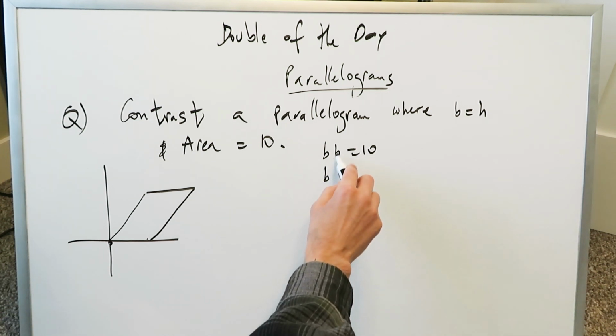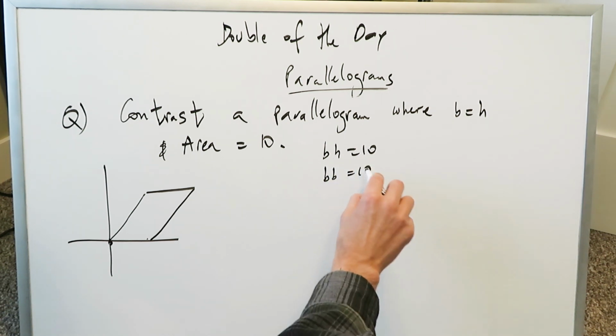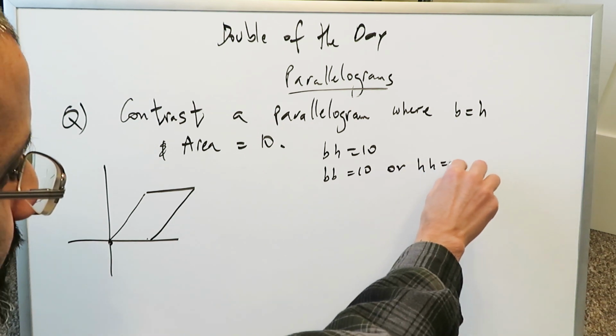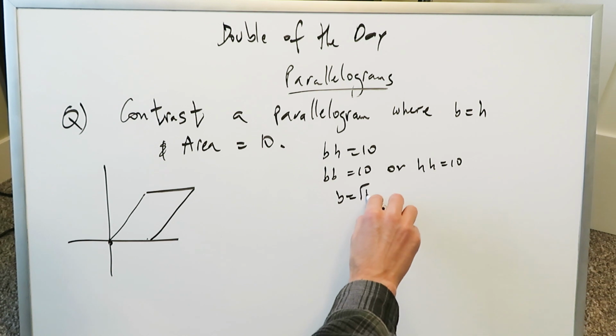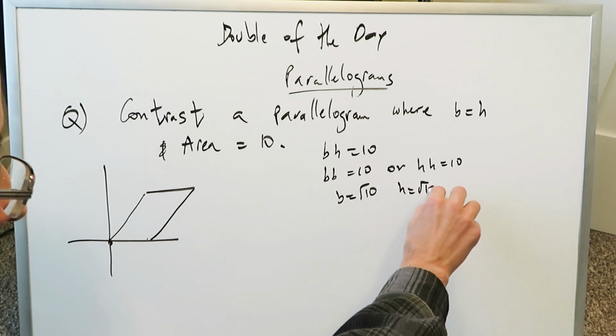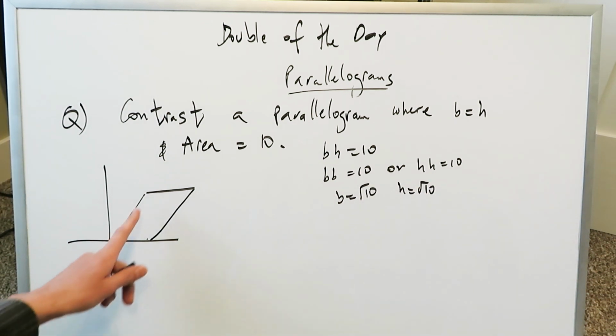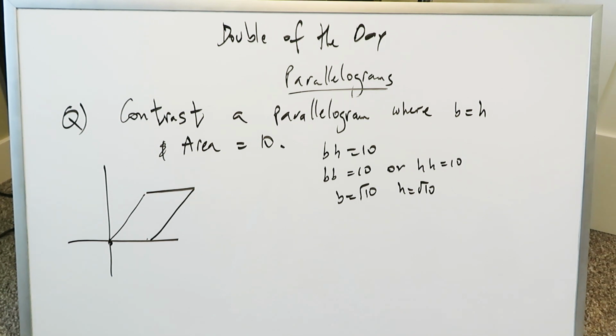You can do b times b is equal to 10, or you can do h times h is equal to 10. b square is equal to 10, h square is equal to 10, b is equal to root 10, h is equal to root 10. And now if you were asked to determine the coordinates of all of these, you can do that, but the values will be quite different.